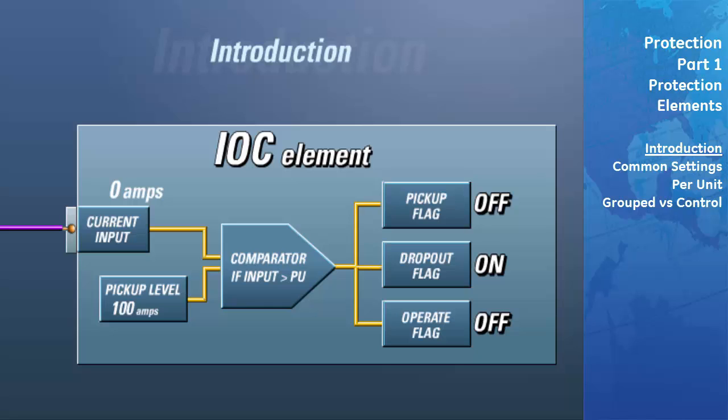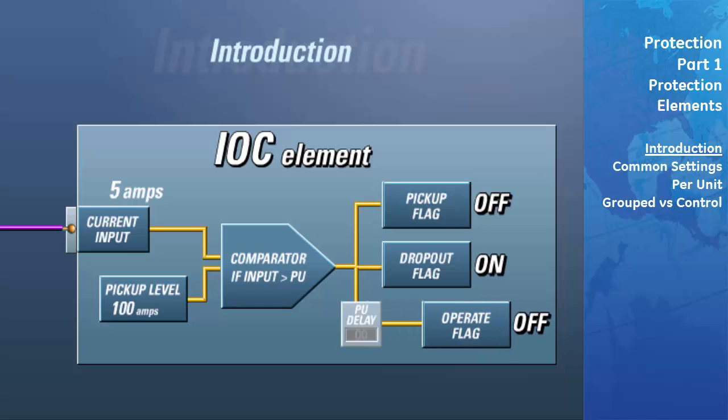We will now increase the level of the current being input to the element. As soon as the current rises above the pickup level, the pickup flag will turn on and the dropout flag will turn off. Notice that the operate flag turned on at the same time as the pickup flag because this element had no programmed time delay. Normally, the operate flag turning on is the signal that the UR would use as notification to take action, such as tripping a breaker. As the current drops below the pickup level, the pickup and the operate flags will turn off, and the dropout flag will turn on.